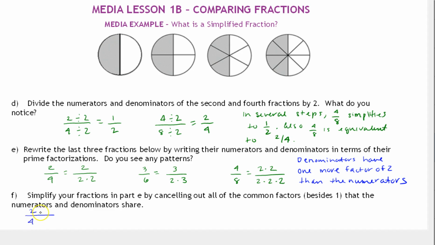So with 2/4, we could divide both the top and the bottom by 2. 2 divided by 2 is 1, and 4 divided by 2 is 2. And we can get an equivalent fraction, and this is actually simplified completely, because 1 and 2 have no common factors besides 1.